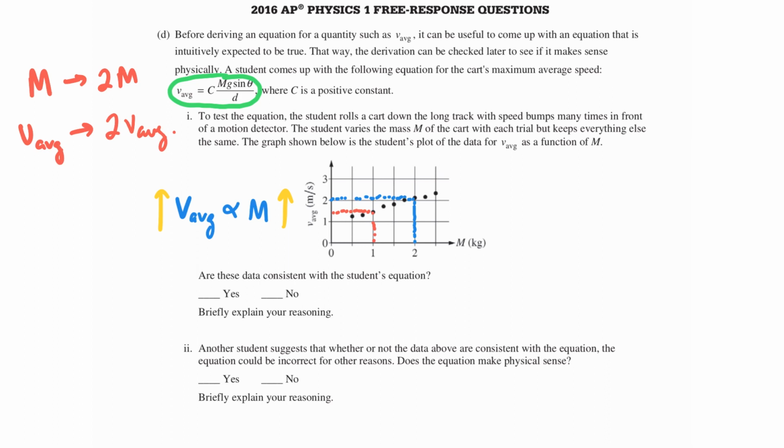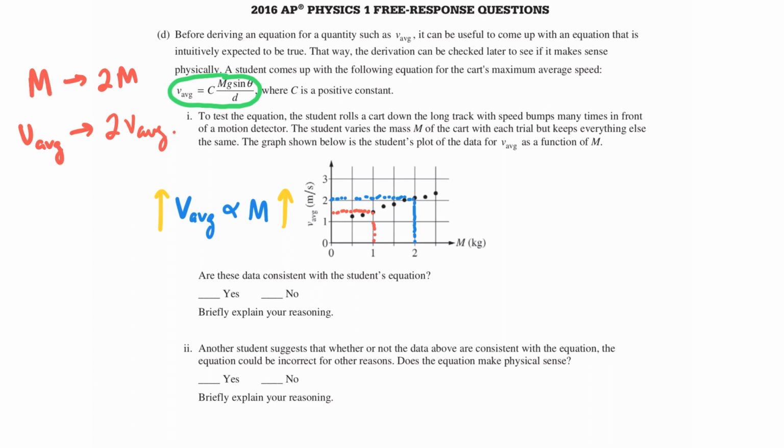but it didn't make it all the way up to 3. And for that reason, it doesn't look like in the graph that the equation is going to exactly hold. There is a relationship between the average velocity and the mass, but it doesn't seem to be the direct linear relationship that was shown in the proposed equation up in the problem statement.